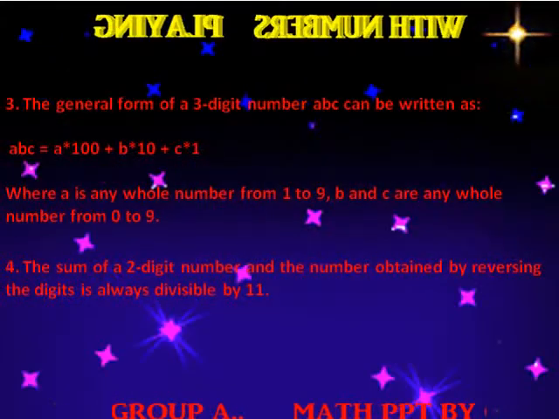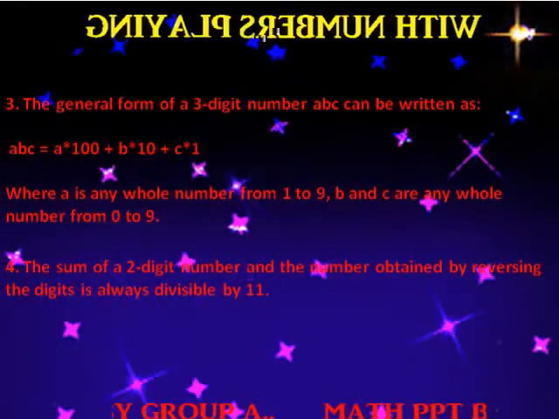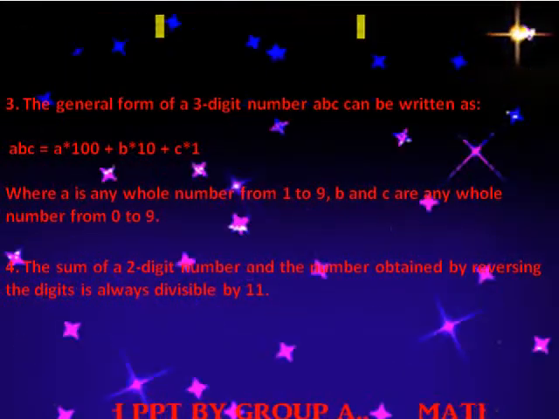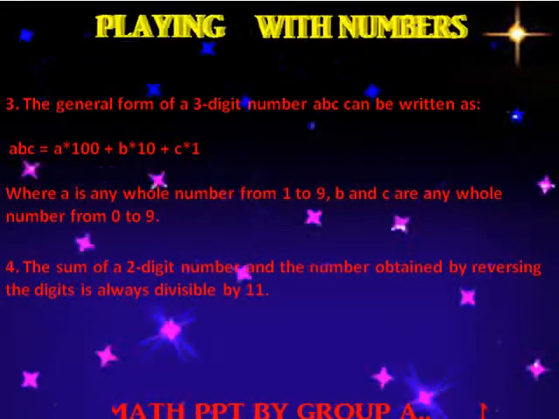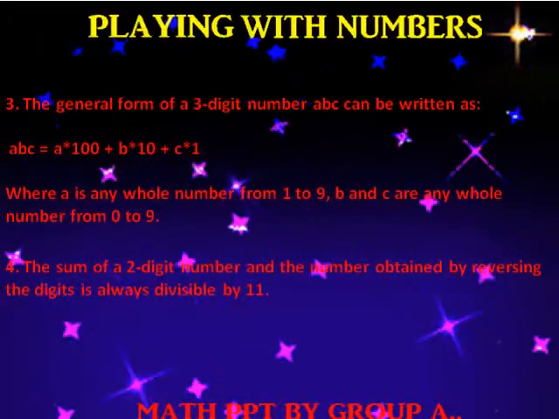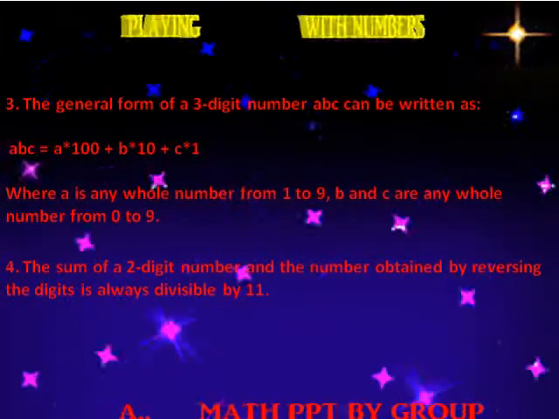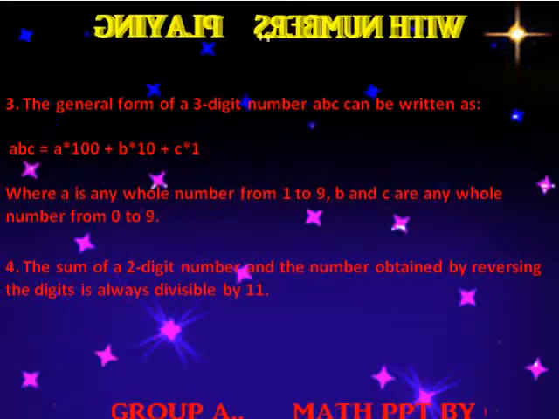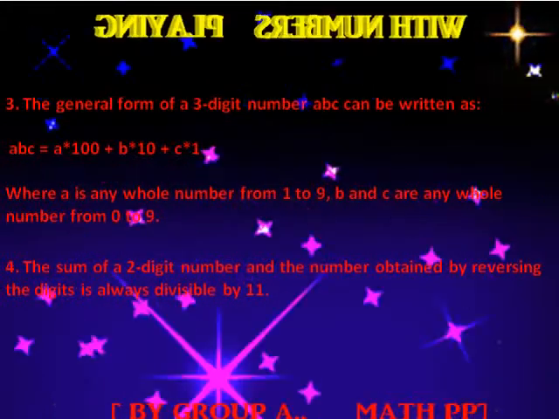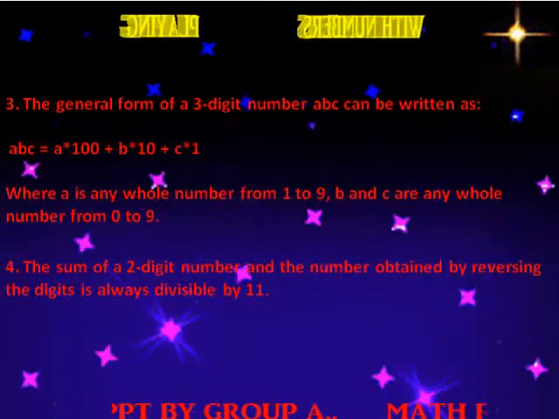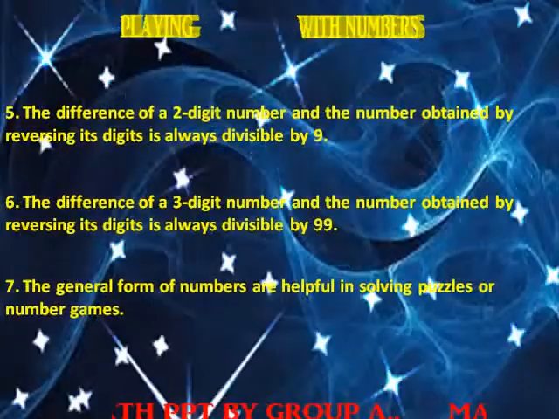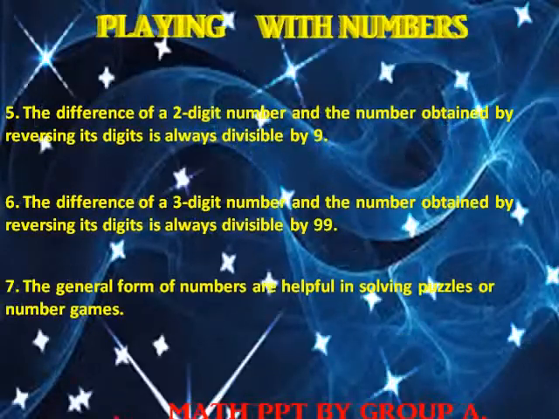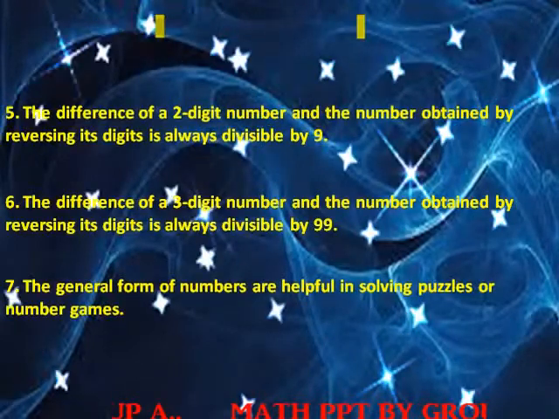3. The general form of a 3-digit number abc can be written as abc equals a multiplied by 100 plus b multiplied by 10 plus c multiplied by 1, where a is any whole number from 1 to 9, b and c are any whole numbers from 0 to 9. 4. The sum of a 2-digit number and the number obtained by reversing the digits is always divisible by 11. 5. The difference of a 2-digit number and the number obtained by reversing its digits is always divisible by 9.